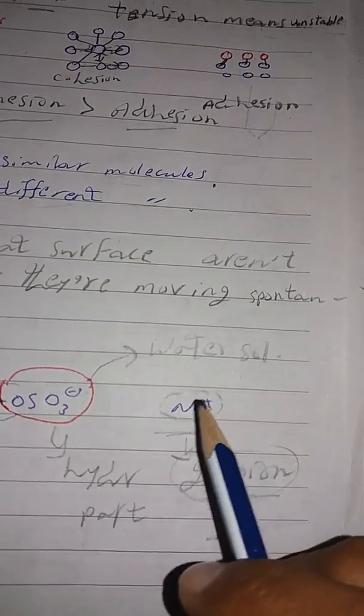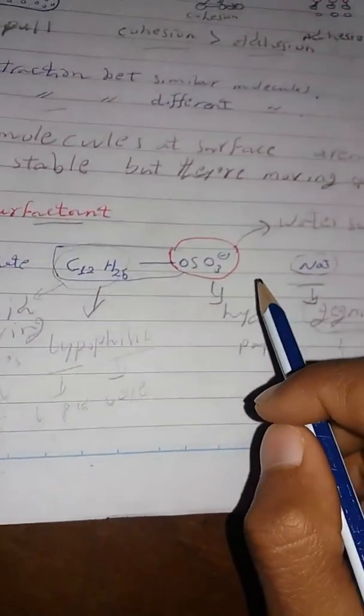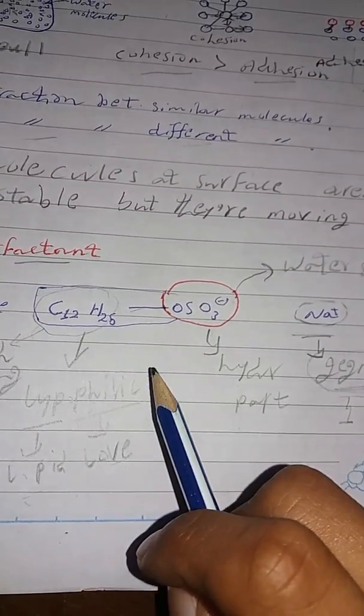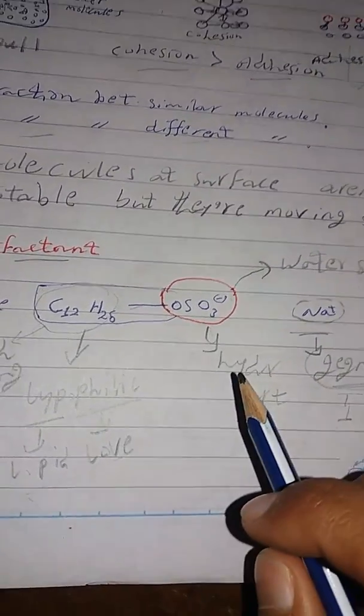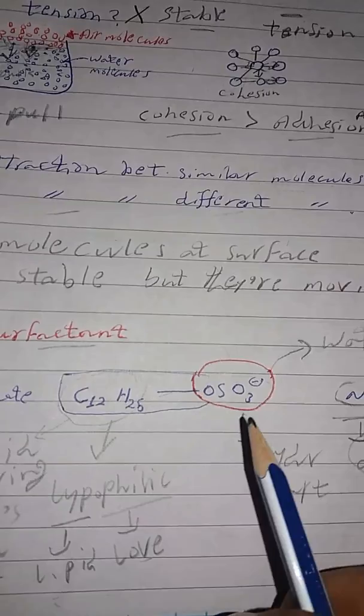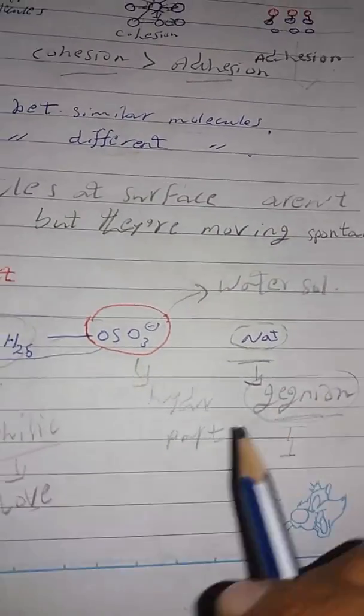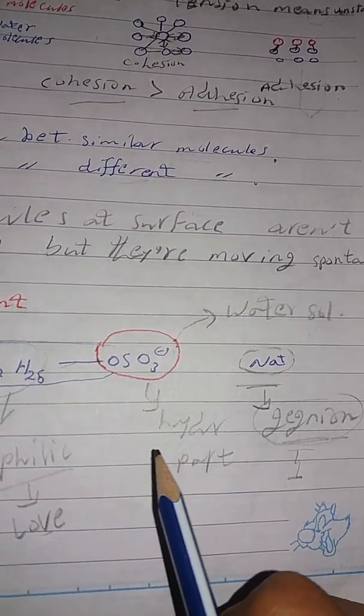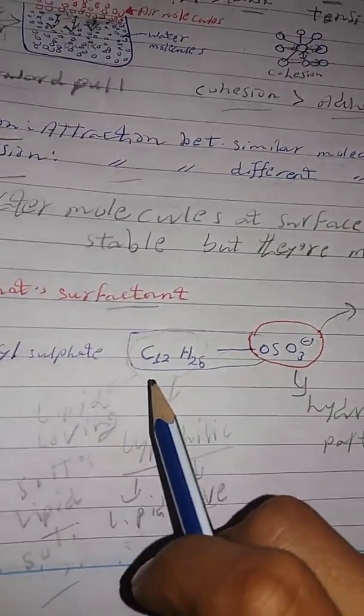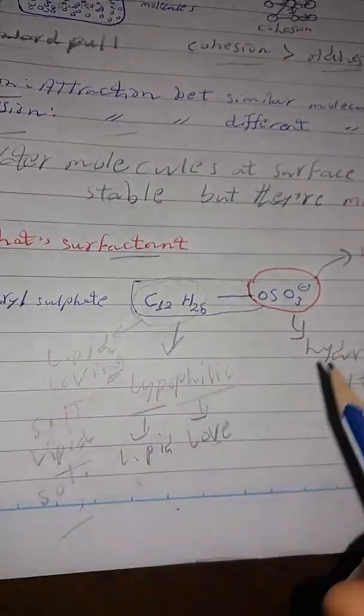And here we have a counterion. This is sodium lauryl sulfate, a surface active agent. So in a typical surfactant we have three parts: the counterion, the hydrophilic part, and the lipophilic part. Now we are going to talk about how surfactant works.